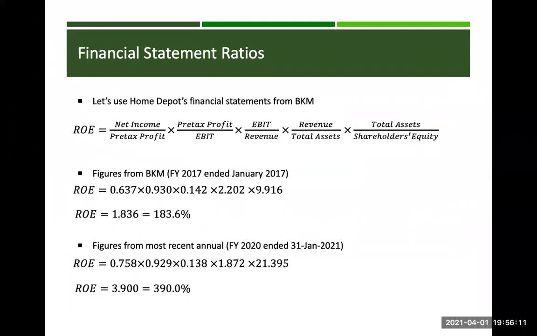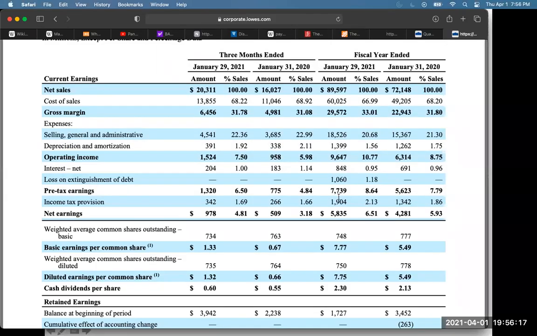Here it is. 93. Pre-tax profit over EBIT. Pre-tax profit of 7.7 over 9.6. So 13 percentage points lower. That already suggests to me that they potentially have an even higher level of leverage.